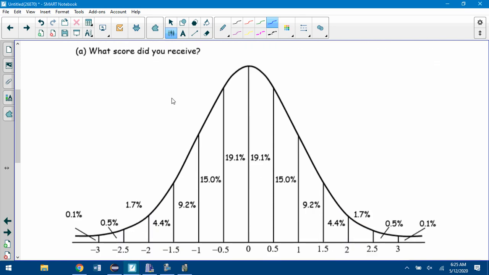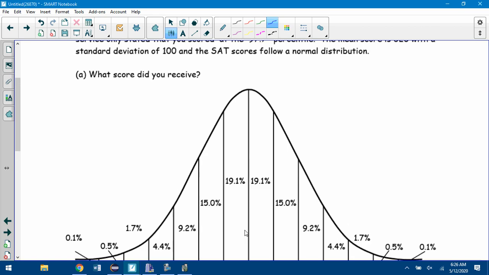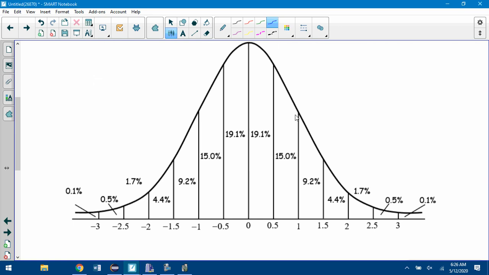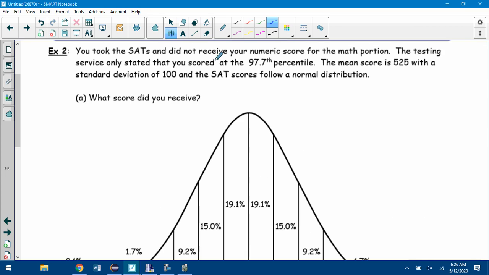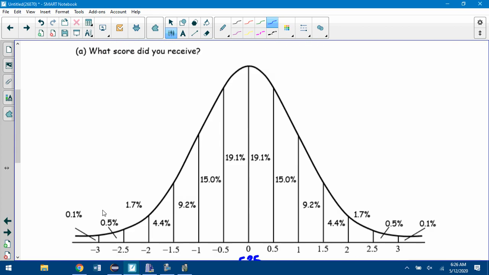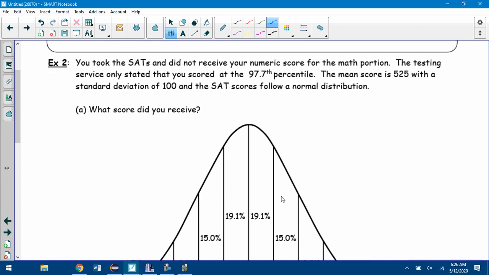Okay, well, here's this chart again. What score would go here? Whatever the mean is, and it says the mean score is 525. So this is 525. It wants to know what score you got if you were at the 97.7th percentile. So I have to figure out where that percentile falls. I don't have a z-score that I can find, so the only way to figure out where 97.7 is is to add up all these numbers until I get to 97.7. So remember what this means.